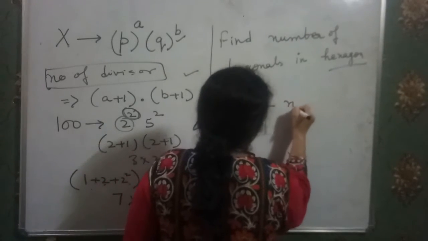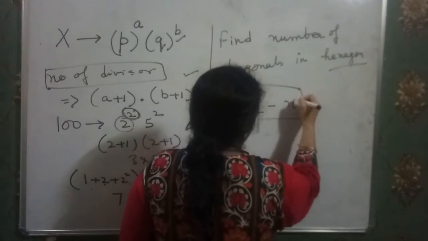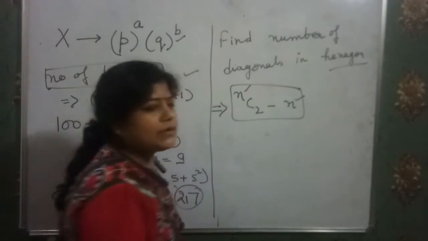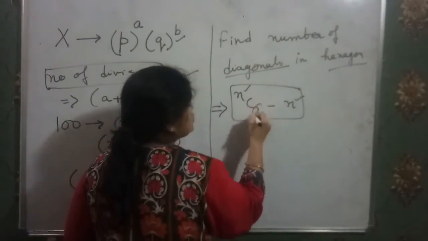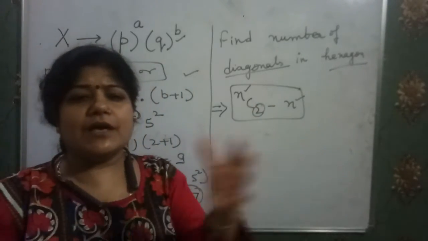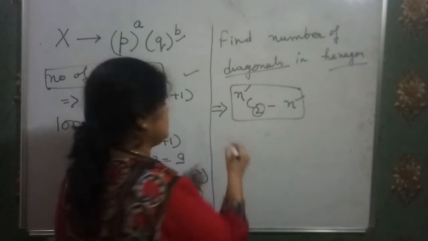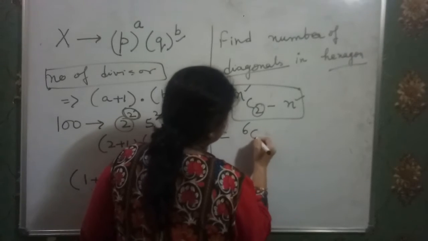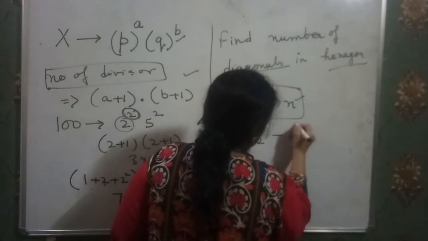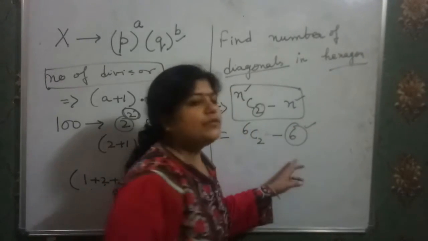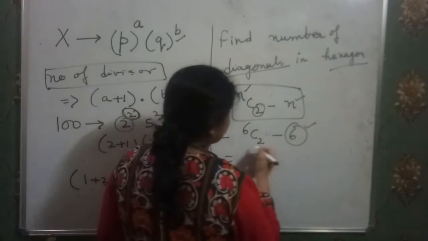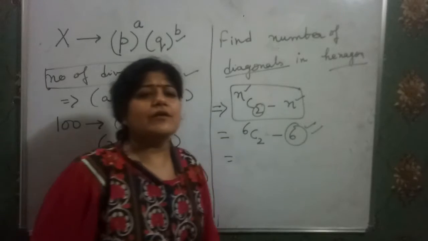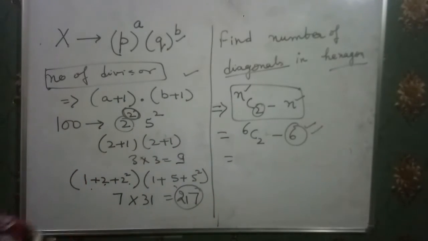nC2 minus n. This is the formula where n is the number of sides of the polygon. So here we have a hexagon. For the diagonal we take 2, because a diagonal is made with the help of 2 points. So for the hexagon we have 6C2 minus 6. Why do I subtract this? Because I have to subtract the number of sides. When we solve it, I think you can easily solve that and get the answer.